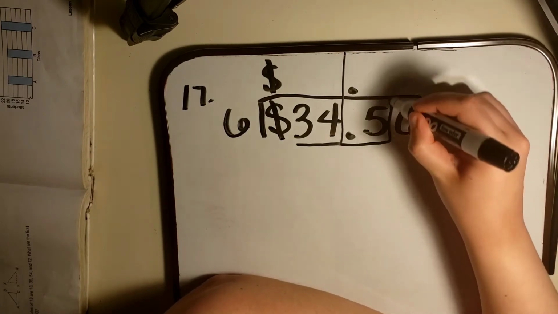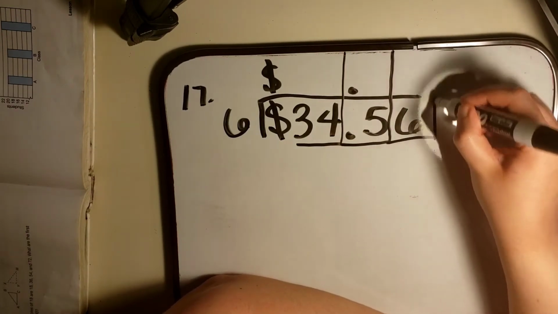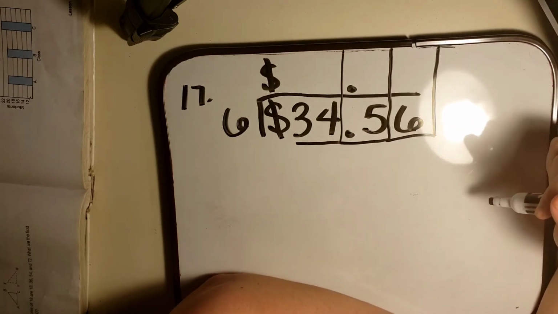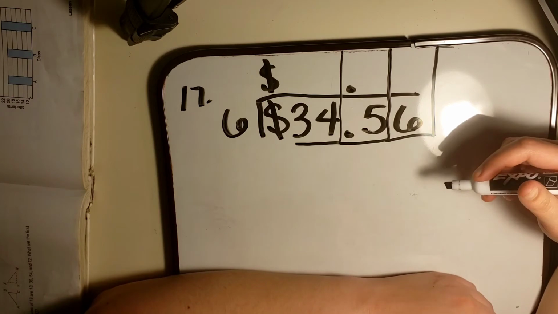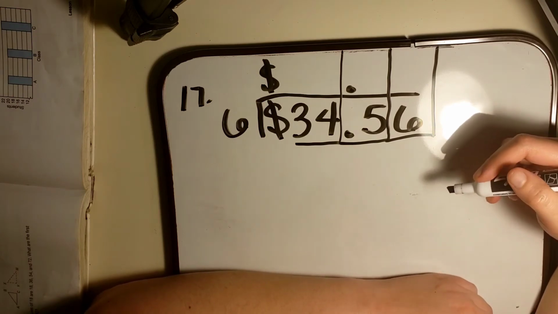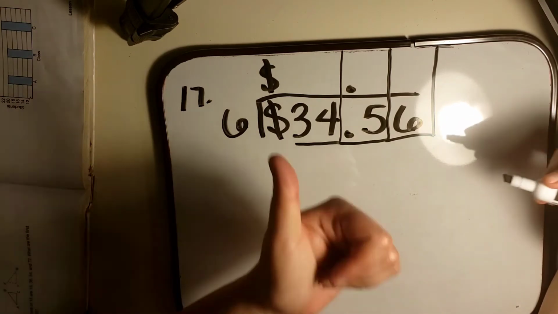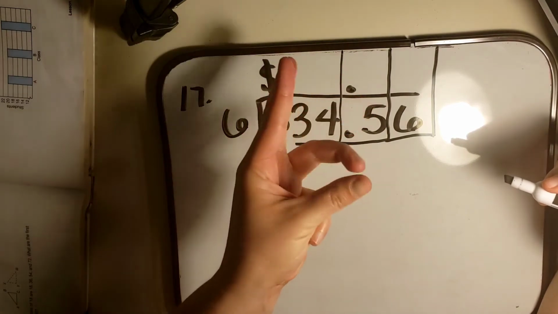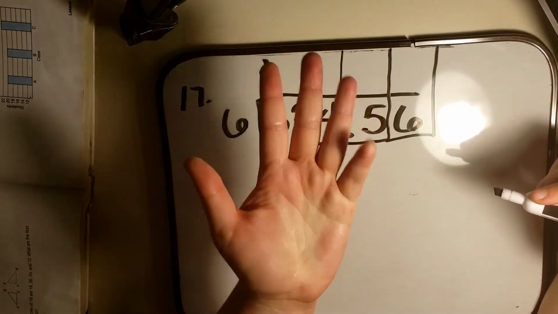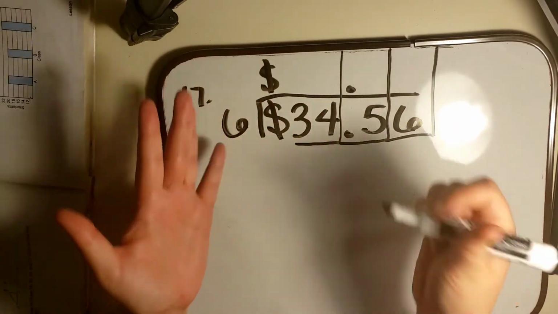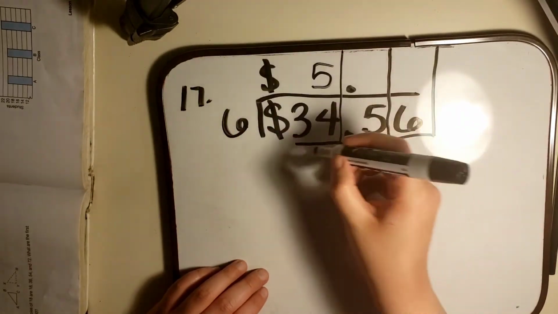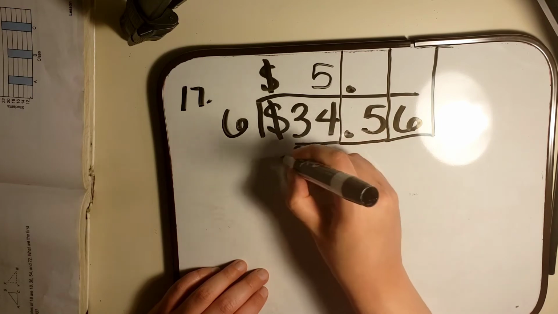So, and then next one is 5, and there we go. So 6 goes into 34. You can count by 6s, and I'm pretty sure it is 5, because 5, 10, 15, 20, 25, 30. So 6 times 5 equals 30.